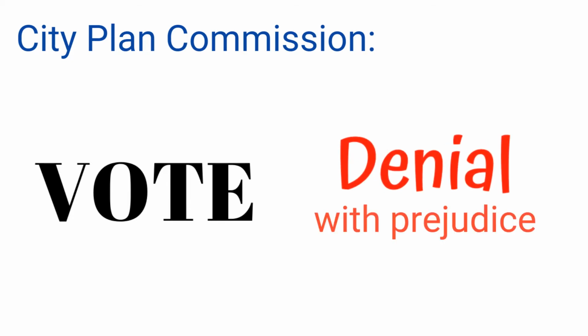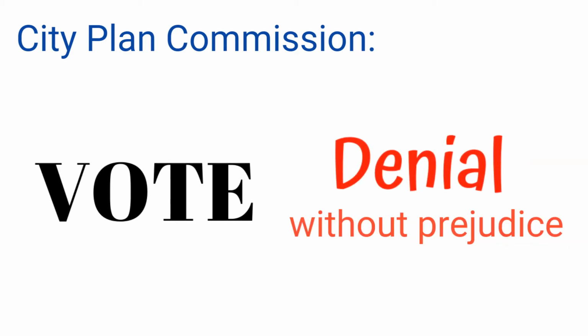During the first public hearing, the City Plan Commission can vote to deny an application in two ways, either with a denial with prejudice, meaning that the applicant cannot submit an application for the same property unless given a waiver on the 2-year waiting period, or a denial without prejudice, meaning an applicant can bring another application regarding the same property without a waiver of the 2-year waiting period.